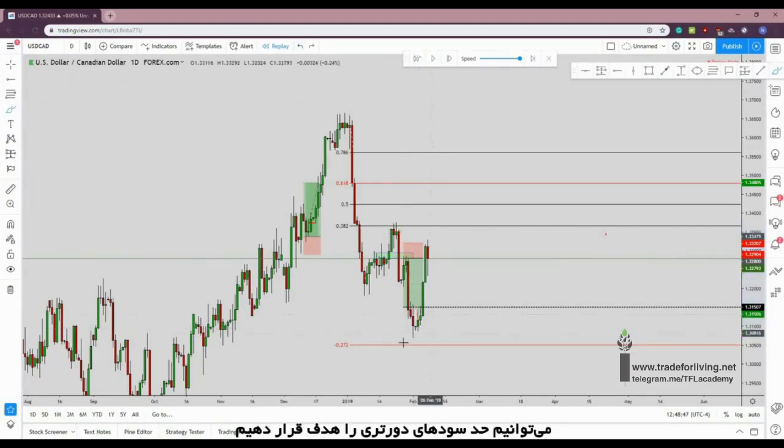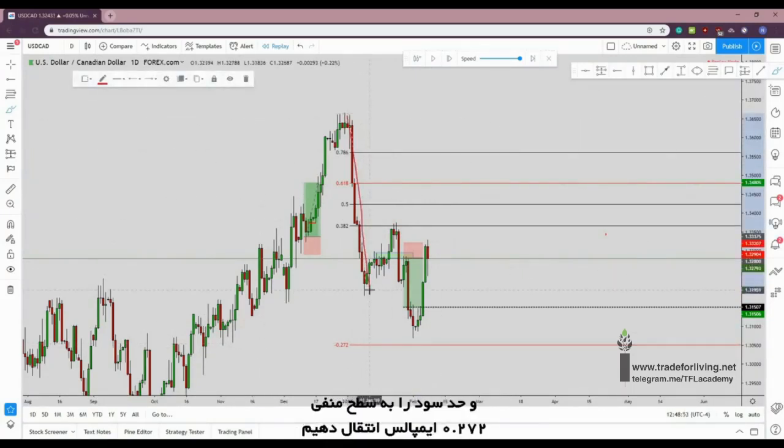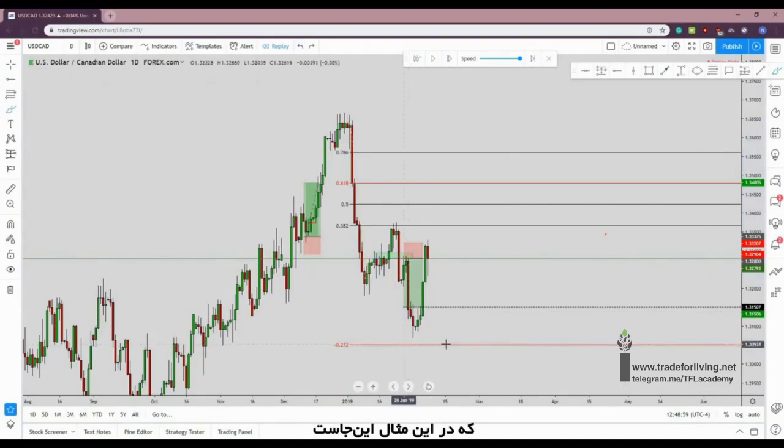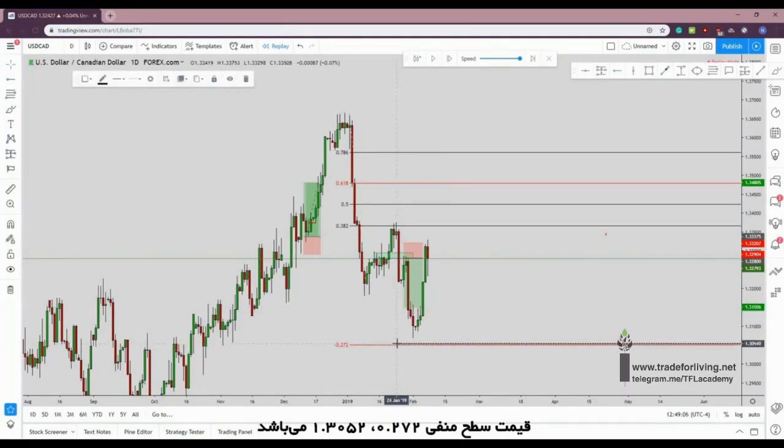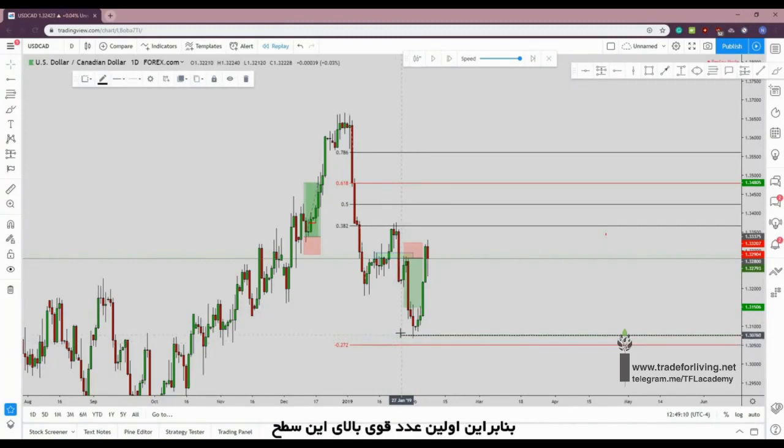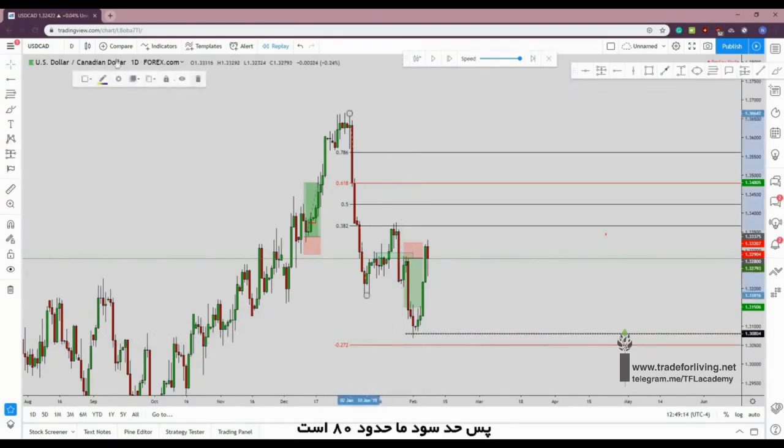So what does it mean? It means that we can aim for a lower take profit, and the lower take profit will be the -27 of this Fibonacci here, the Fibonacci taken on the impulse leg, which in this case will be here. Now if you look at the price in this particular case, the price of the -27 will be 1.3052. So the first strong number above is obviously 80, so our take profit will be around the 80.